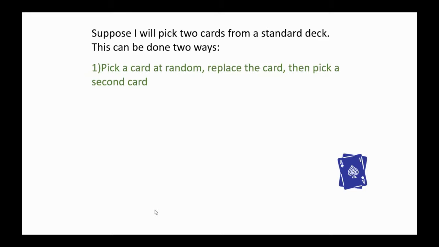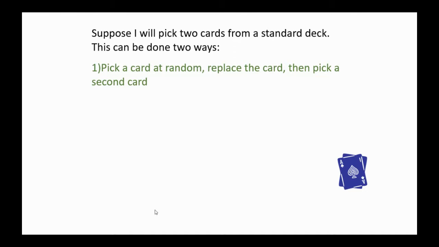Suppose I'm going to pick 2 cards from the standard deck. This can be done 2 ways. First way is I pick a card at random, replace the card, and then pick a second card. What would that be? Independent or dependent? Independent.